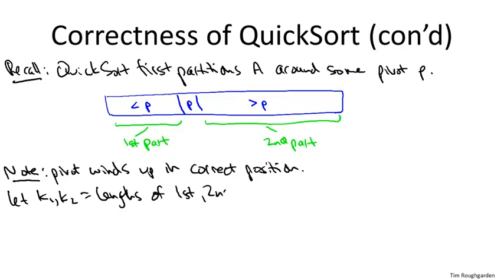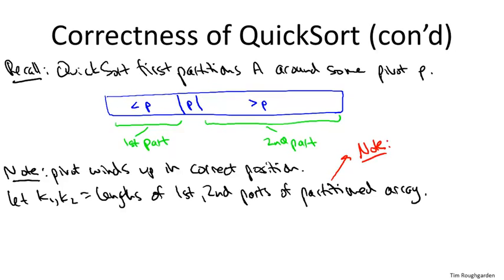So now to apply the inductive hypothesis, which you'll recall is a hypothesis about how Quicksort operates on smaller subarrays, let's call the length of the first part and the second part of the partitioned array K1 and K2, respectively. Now, crucially, both K1 and K2 are strictly less than n. Both of these two parts have length strictly less than that of the given input array A. That's because the pivot, in particular, is excluded from both of those two parts. So they can have at most n-1 elements.